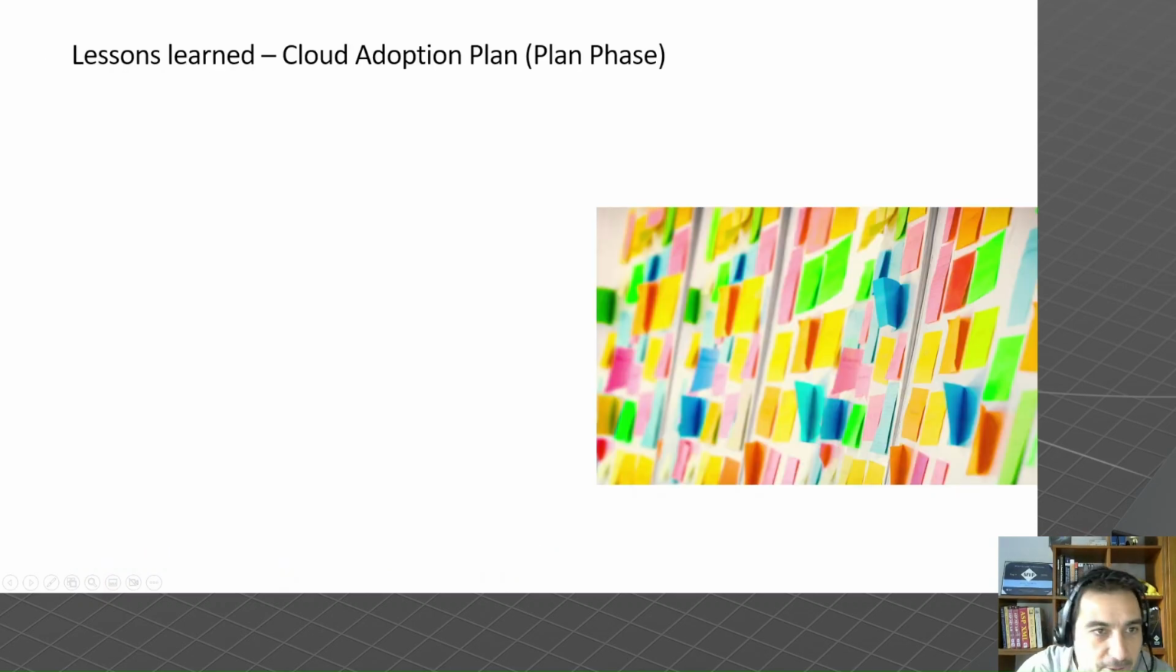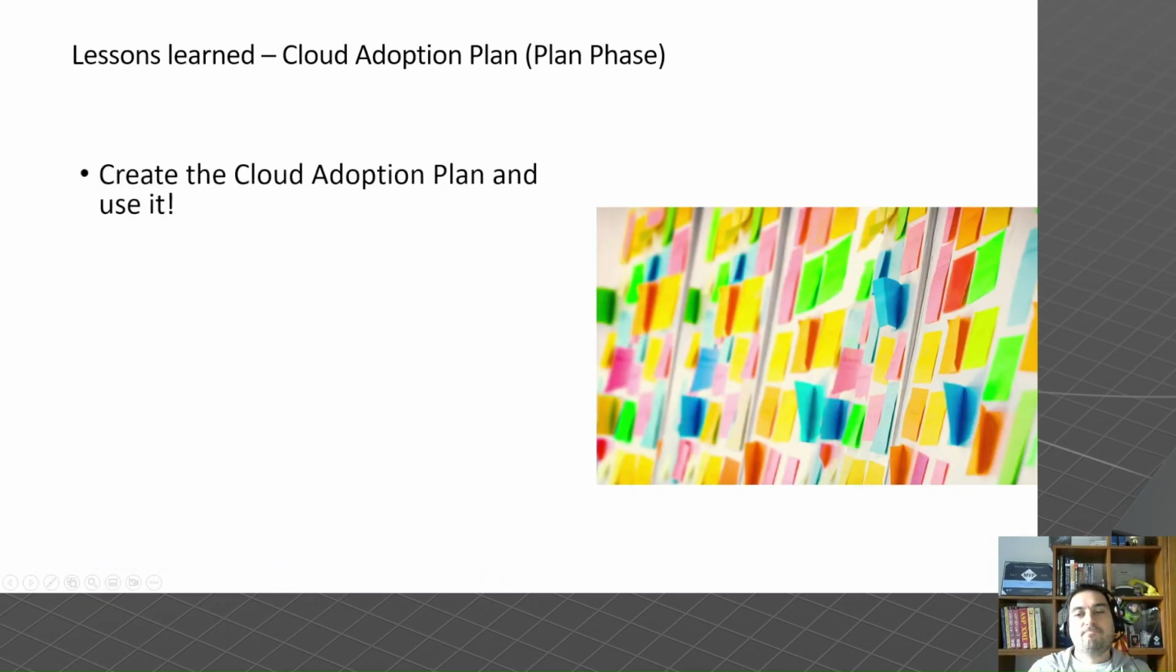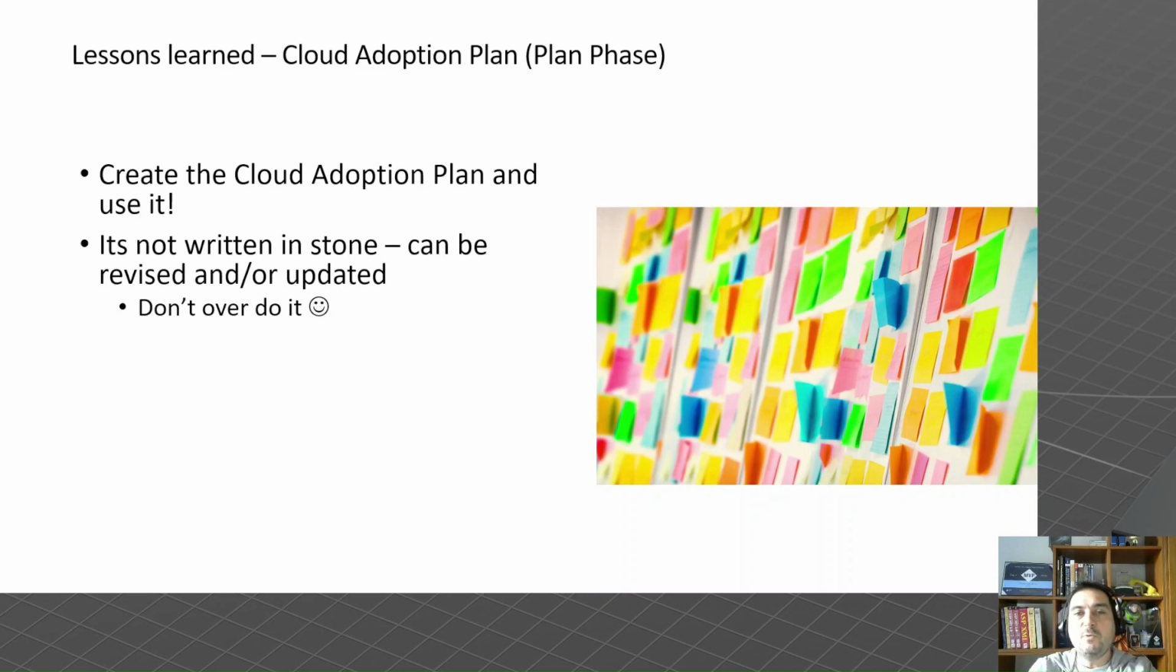So, lessons learned. However it is, go for the cloud adoption plan, right? I know there is a template there, it might look funny the first time, but do it, create it, use it, right? It's not written in stone. You can revise and update it, but just don't spend too much time on doing that.